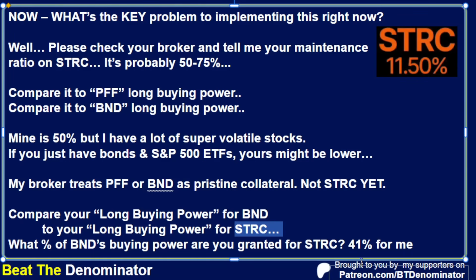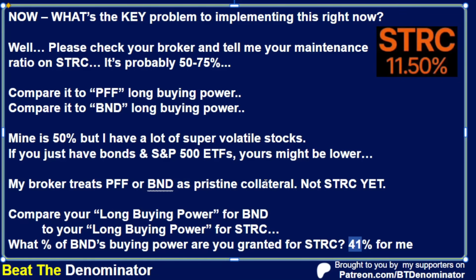In my case, for STRC, I am only granted 41% of the buying power that I am granted for BND. In other words, the broker treats STRC not favorably at all. It almost treats it as 3 times as risky as BND. So if you want to help the community, maybe post in the comment section what that calculation is for you. My guess is that STRC is just generally not going to be treated as pristine collateral, which makes looping kind of pointless, and I'd rather own volatile MSTR stock.